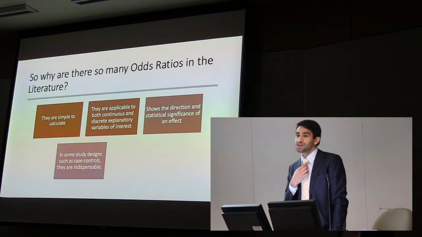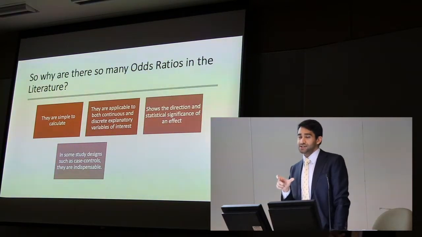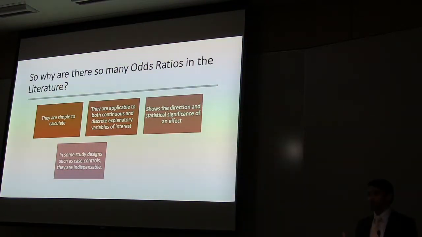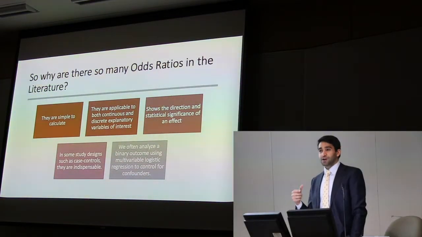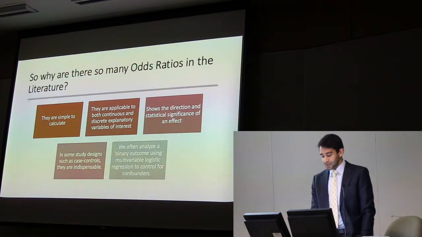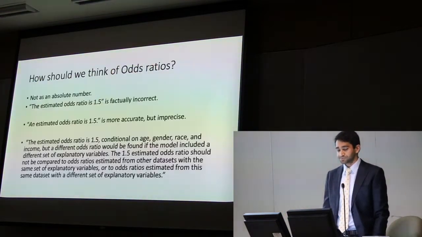If you're doing a case control study, you're selecting how many cases and you're selecting how many controls. So you're arbitrarily setting what the prevalence of the disease is in your sample population. So there's no way you could calculate a relative risk in a case control study. Odds are the best that we have. And when we're analyzing a binary outcome in terms of multivariable logistic regression, when we control for confounders, it's easiest to do in terms of odds ratios.